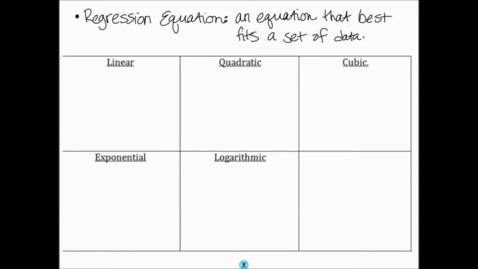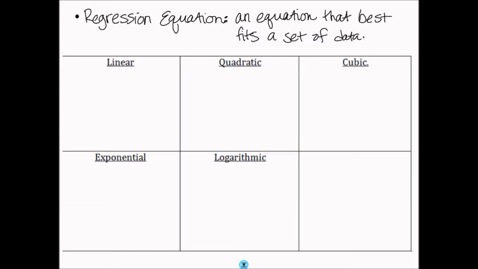In Algebra 1, you should have learned about linear regression and quadratic regression when you did line of best fit and curve of best fit. So when we find the regression equation, first we want to create a scatter plot, and that will give us a graph of the data, and then we can determine which type of equation would best fit that data.